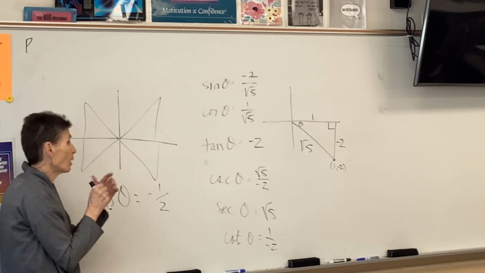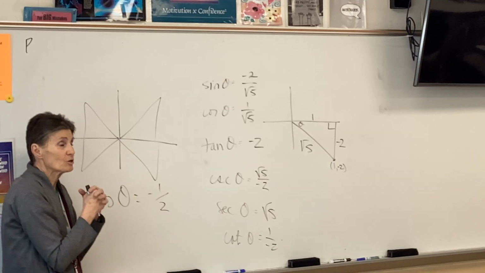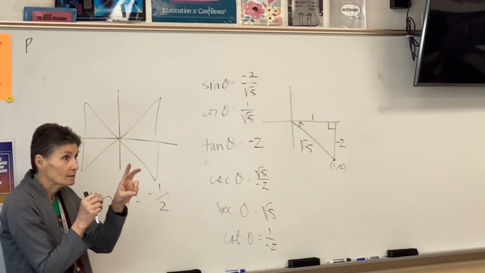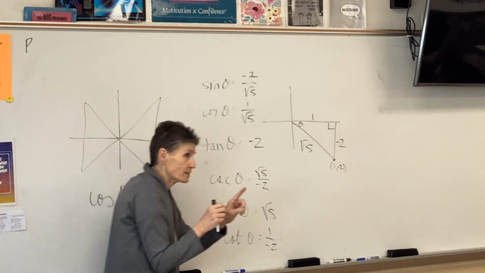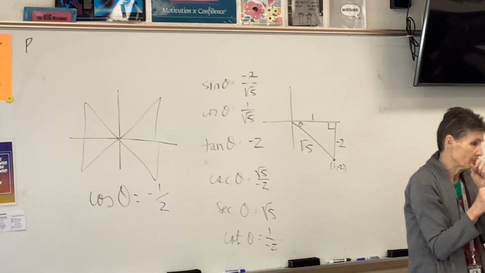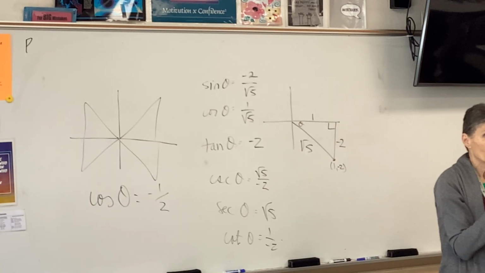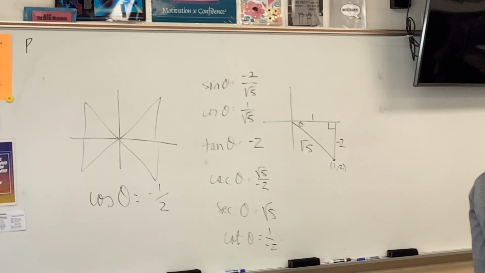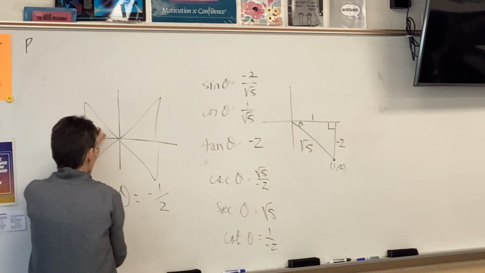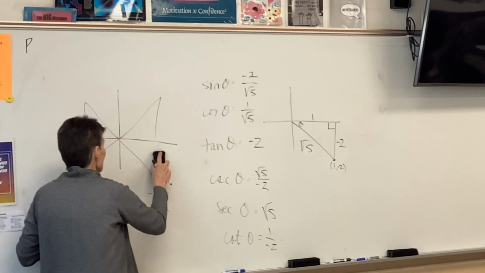Any guesses? 1, 2, 3, 4. Which 2 have a negative cosine? 2 and 3. Because cosine is associated with which letter? x. We want x to be negative. Where is x negative? Left. Right. So these two triangles have a negative cosine.